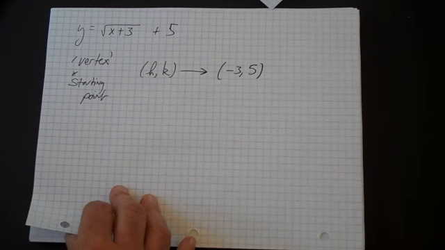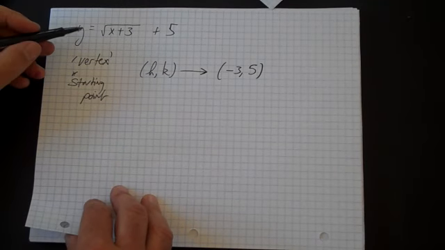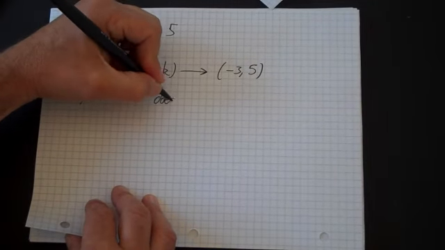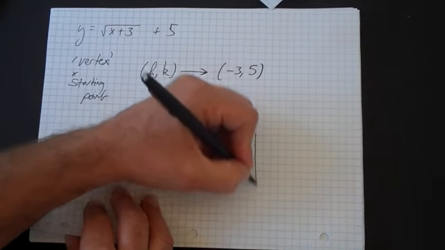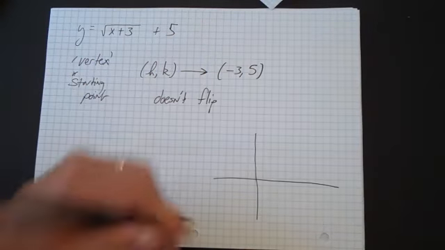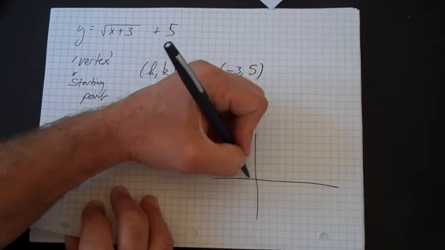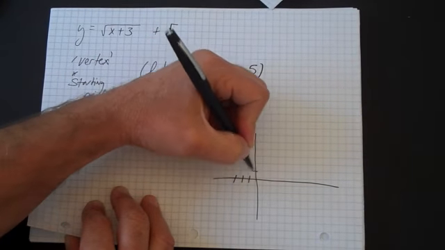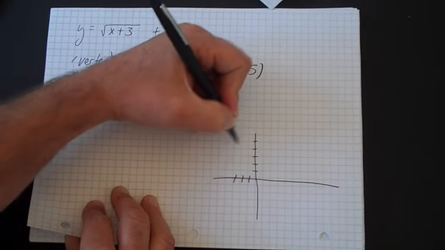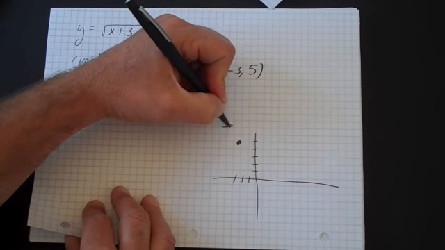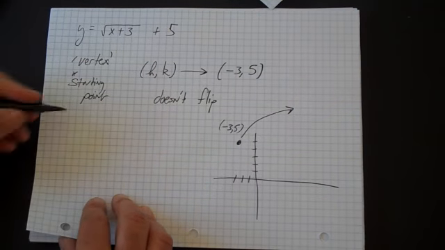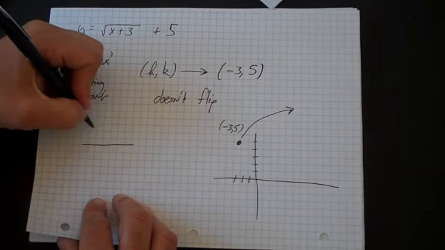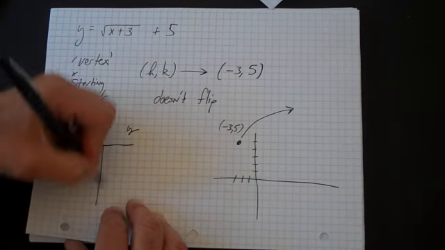Now let's look at whether it opens up or down, or if it flips or not. This doesn't flip. So I'm just going to sketch it now and then I'll draw it in a second. You know it's going to start at minus 3, 5, counting 1, 2, 3, and 1, 2, 3, 4, 5. And it's not going to flip, so it's going to look something like that. To graph it a little bit better, we're going to make an XY chart.